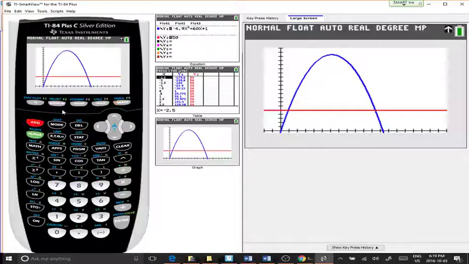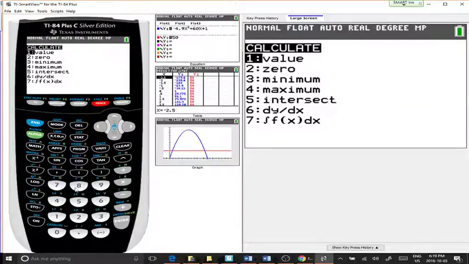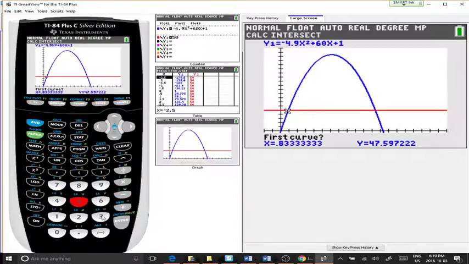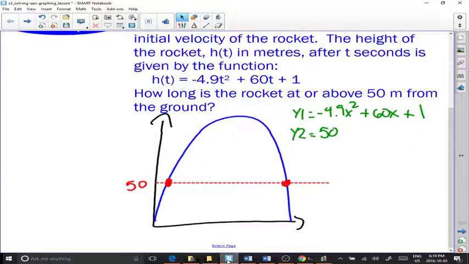Now we can go second, calc, intersect, first curve, second curve, so enter, enter, enter, gives us this time right here, which is 0.87989412 and 50. We should record all the decimal places we can. So that's 0.87989412 and 50.